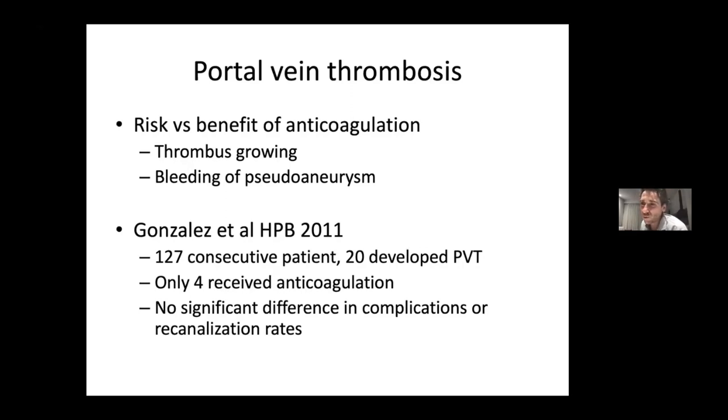The only one we would consider maybe giving anticoagulation would be patients with quite severe superior mesenteric vein thrombosis. The problem is that patients with superior mesenteric vein thrombosis can get outflow obstruction of the gut, and you can get ischemia of the gut due to outflow obstruction, and obviously then people are in big trouble.